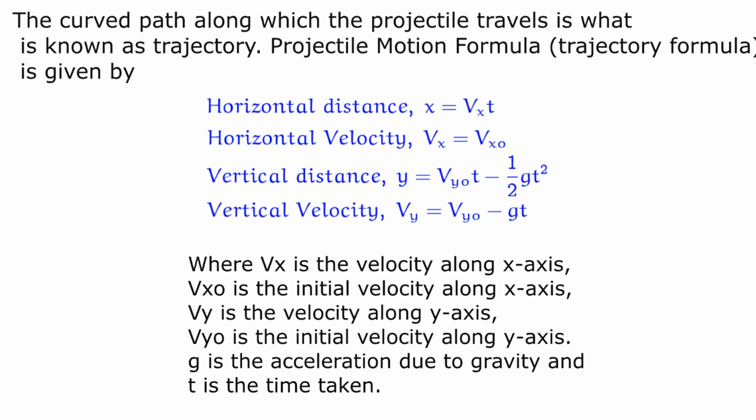The curved path along which the projectile travels is what is known as trajectory. The projectile motion formula, the trajectory formula, is given by the formula where Vx is the velocity along the x-axis, Vxo is the initial velocity along the x-axis, Vy is the velocity along the y-axis, Vyo is the initial velocity along the y-axis, g is the acceleration due to gravity and t is the time taken.